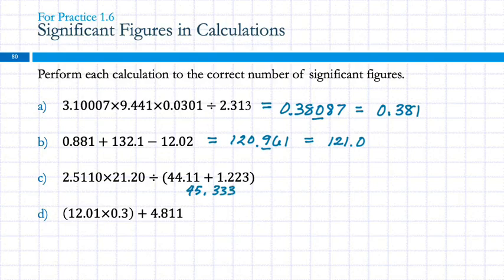If that was the end, what would the last sig fig be? Yeah, the second to the last 3, this second decimal place. I'm adding, so I'm looking at decimal places, 2 decimal places, 3 decimal places, right? So this is my last significant figure, the uncertain one. I'm going to keep the other 3 there because I don't want to round it just yet. So now I'm going to take this number times that number and divide it by this number. 2.511 times 21.2 divided by 45.333.